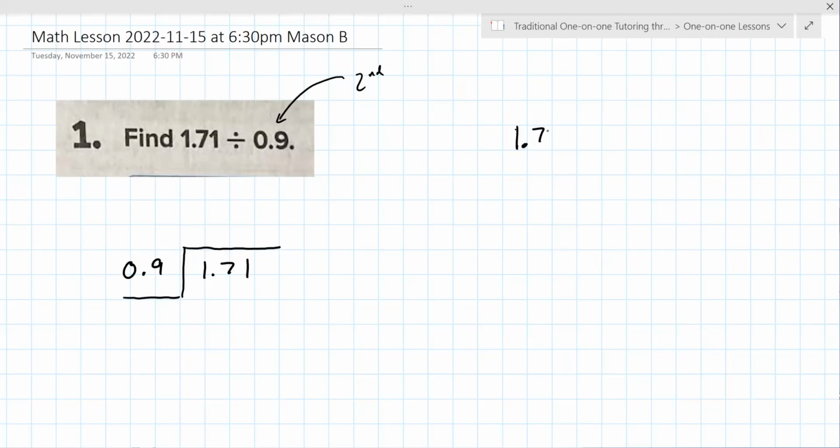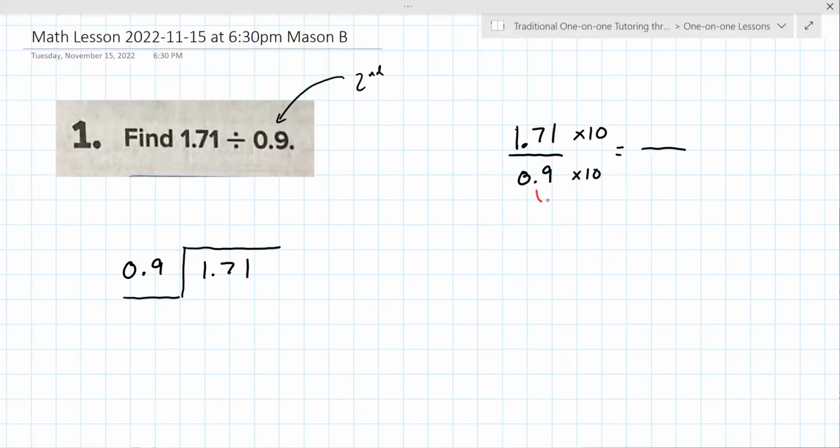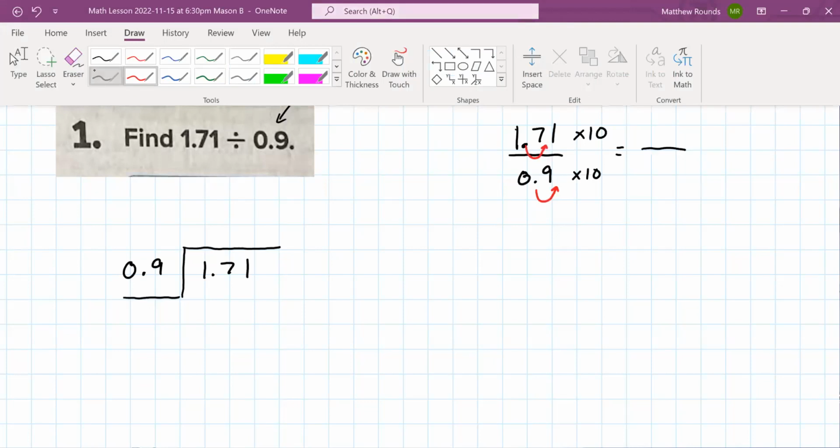Now, have you seen division with a fraction bar before, like this? I'm pretty sure. You have seen something like this before? Uh-huh. Okay. Now that's good, because one of the things you're allowed to do with a fraction is you're allowed to do something to the top and the bottom. You're allowed to, for example, multiply the top and the bottom by 10. And what that does is it moves the decimal. It moves the decimal to the right in both cases. You see that? When it multiplied by 10, it moves the decimal to the right.